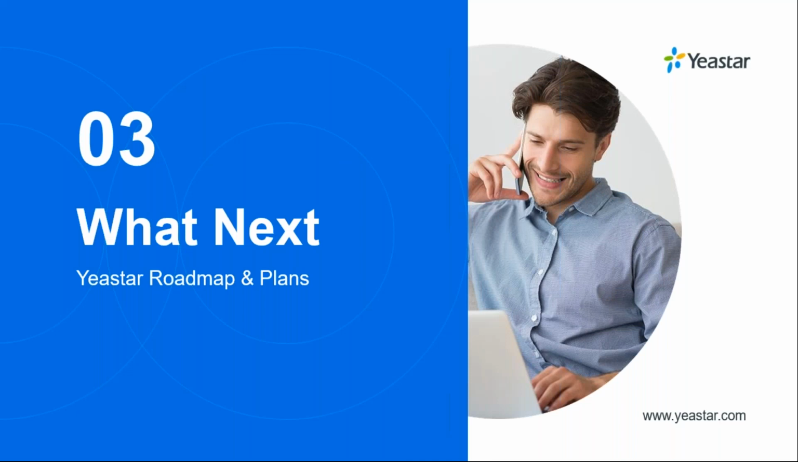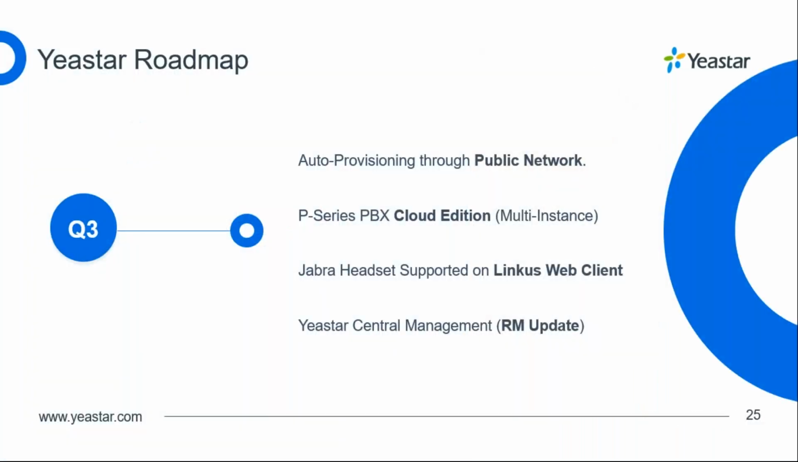Okay, so that was all we have for the introduction. And now let's talk about our roadmap. So this year, we still have something left. On Q3, we're actually going to realize the auto provisioning through public network. Actually, this one's already supported, just like I mentioned before. If you're using some specific models of your endpoints, your IP phones, you can actually realize this auto provisioning through public network.